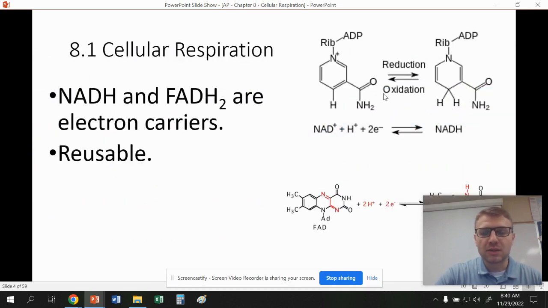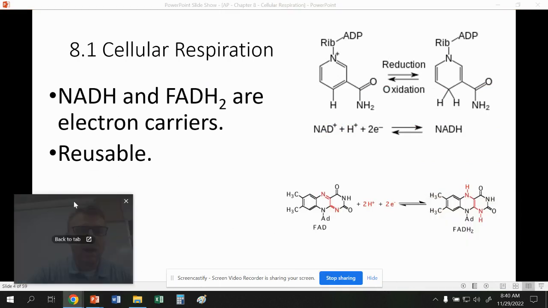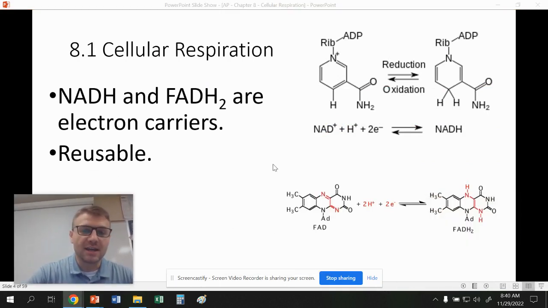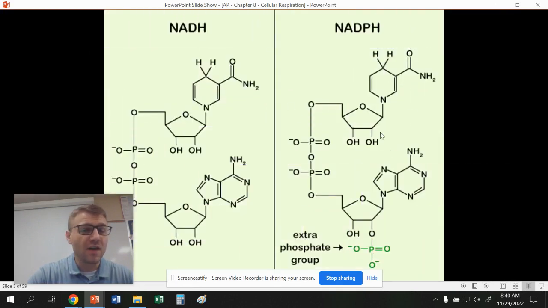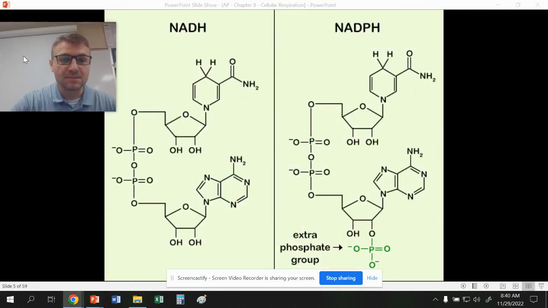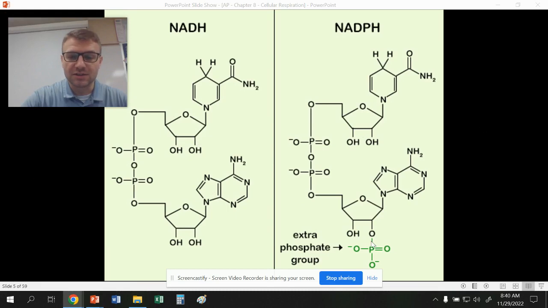Now, two molecules we have to know about before we get into this chapter are NADH and FADH2. They are reusable, and they are just like NADPH from the last chapter. These molecules are going to specifically transfer electrons and hydrogen ions to the next couple of steps. So these are just taxis for these two items. They're very close to the NADPH molecules we saw in photosynthesis. The only difference is this one has an extra phosphate group.